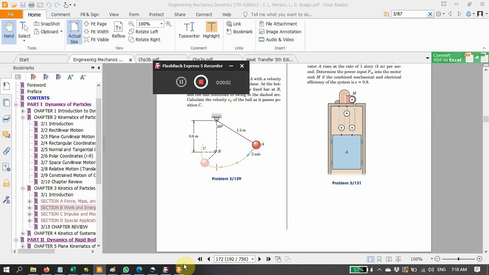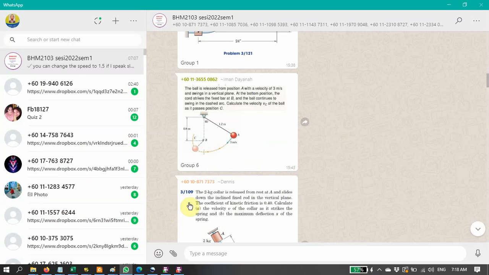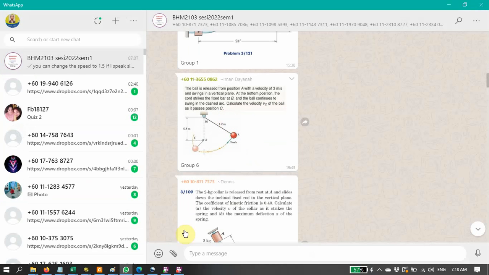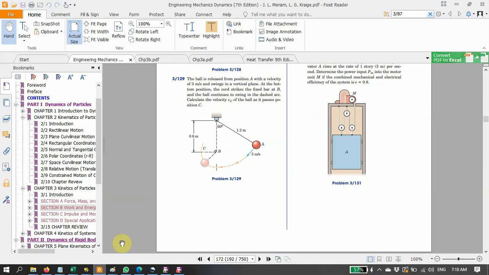Right, we're going to look at the problem given by one of your friends. There's no question number here, but if you look at the book, the fifth edition, it is problem 3129.